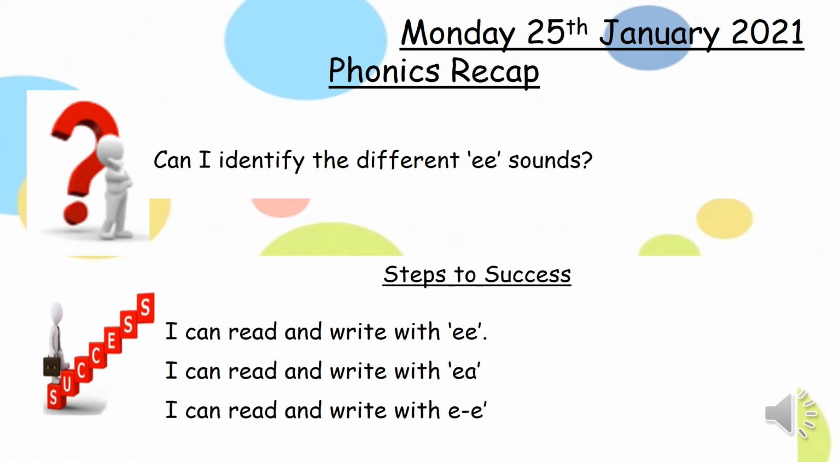So, your learning question is, can I identify the different E sounds? Your steps to success are, I can read and write with E, which is the double E spelling. I can read and write with E, which is the EA spelling. And I can read and write with E, which is the split E spelling.